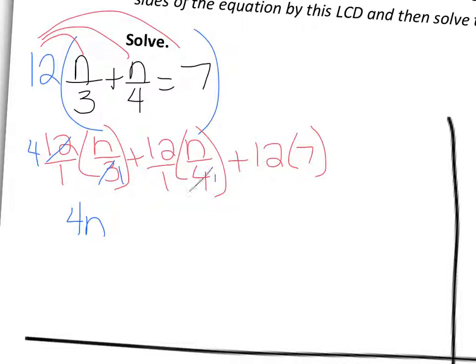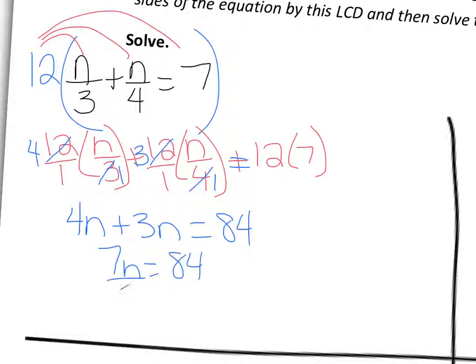So I don't have a denominator anymore. My second term, I can divide out a 4. So you should get 3n. And on the right side, 12 times 7 gives me 84. Notice I have no fractions left. All my fractions are gone. And now you can solve this equation. 4n plus 3n gives me 7n. And if I divide both sides by 7, I get n equals 12.